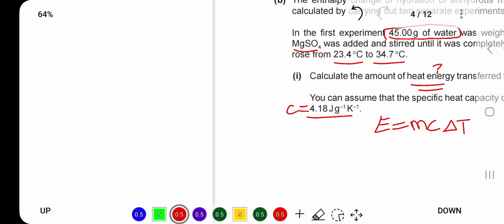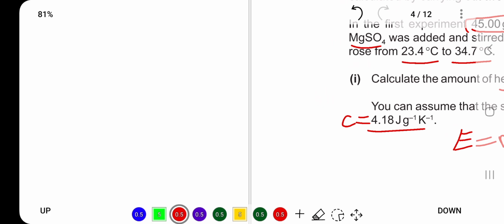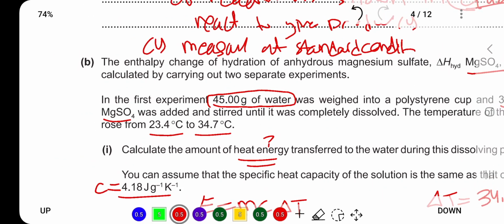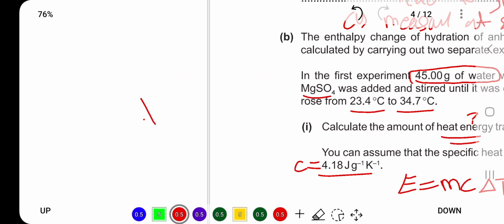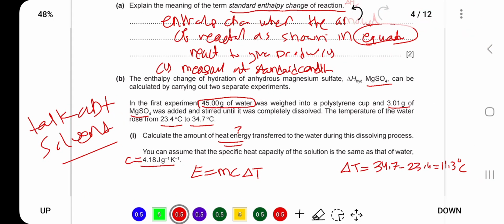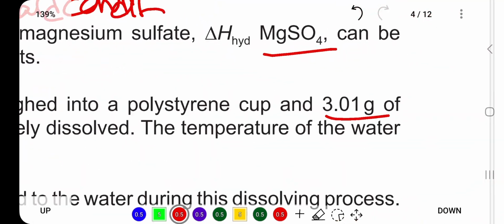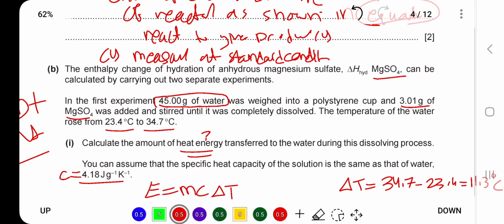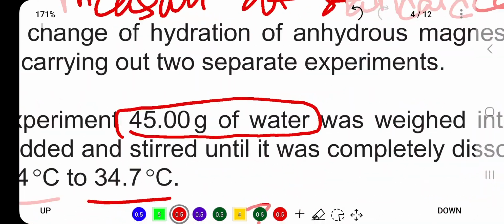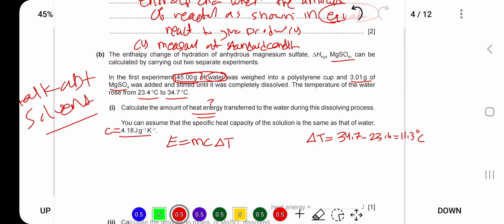In this type of question, you only talk about the solvent. I know some of you will say 45 plus 3.01, but that will affect the answer, which is wrong. In this type of question, you only talk about the solvent, which in this case is the water, so you only use the mass of water. Hopefully you understood.